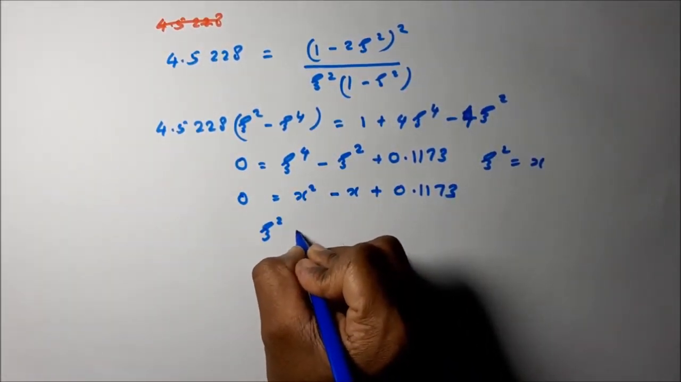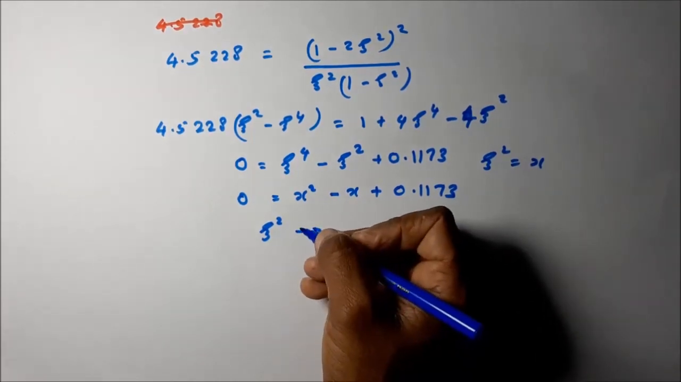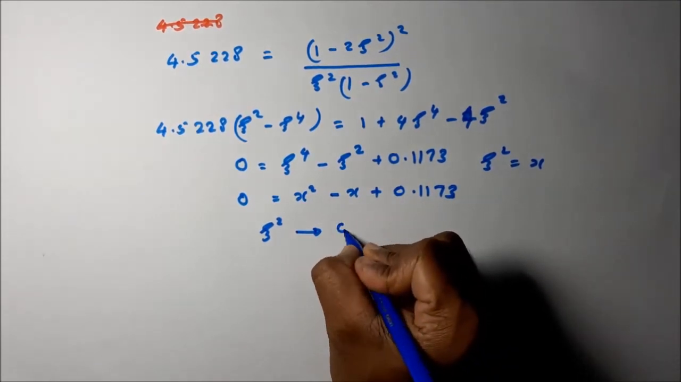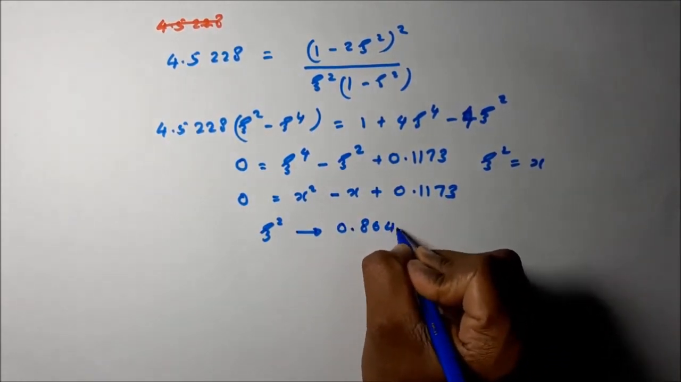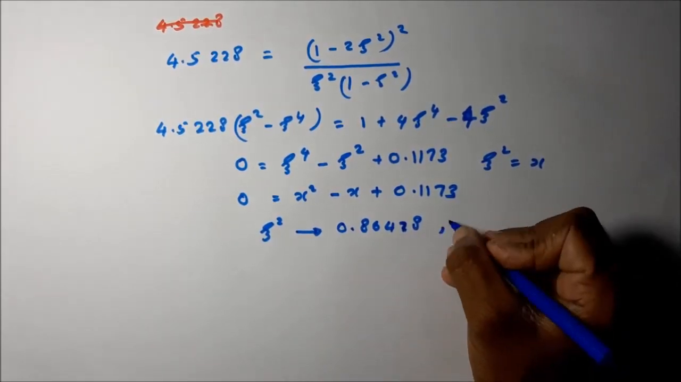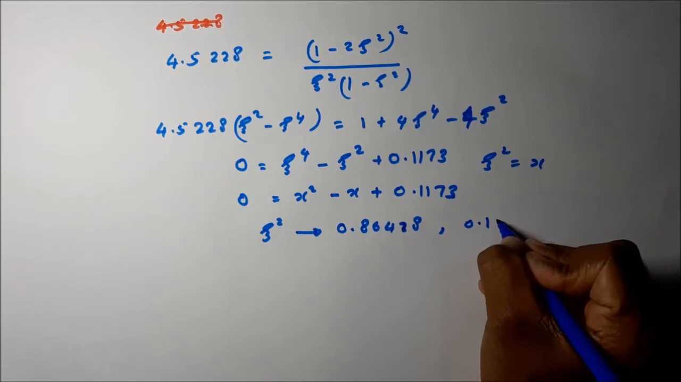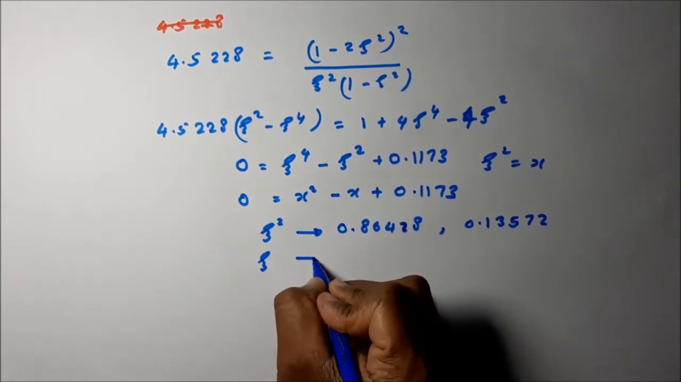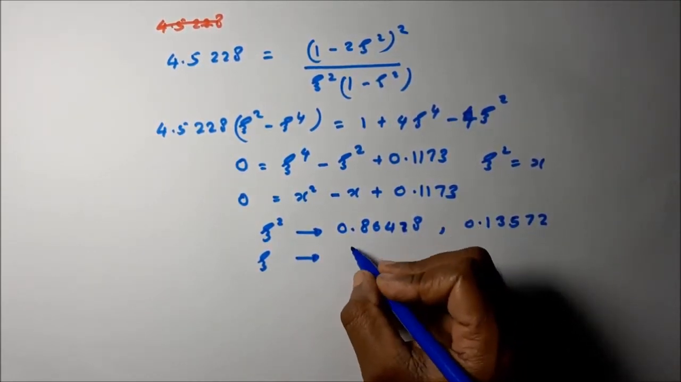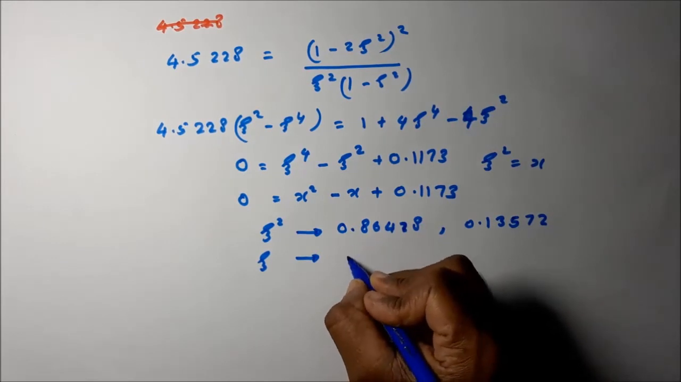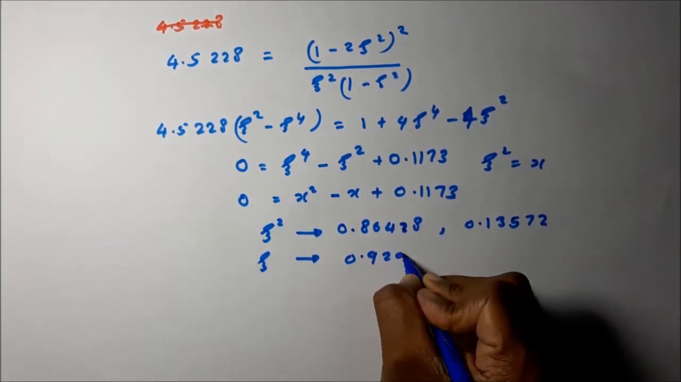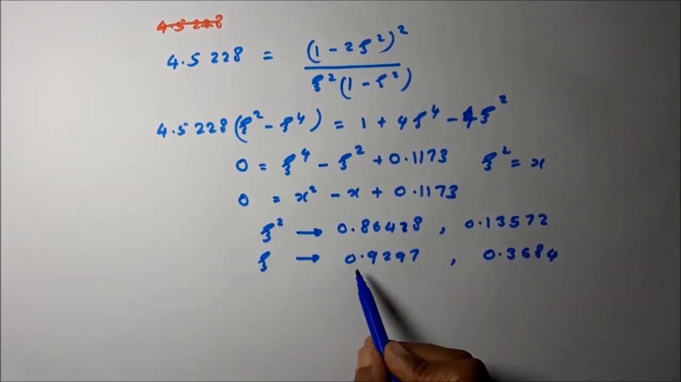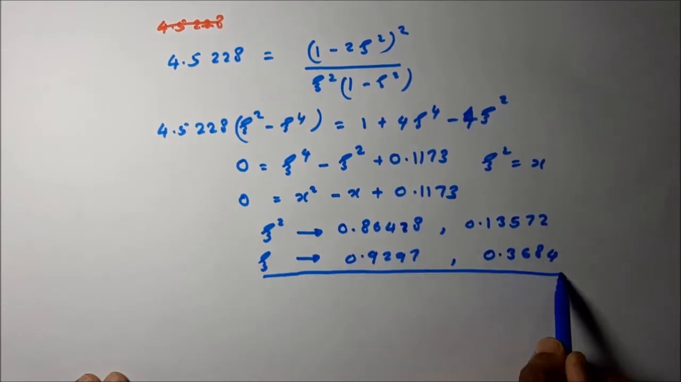For theta square we are getting 0.86428 and another value 0.13572. As the theta, by taking the square root of this value, we are getting 0.9297, this one, and 0.3684. You can see we are getting two solutions for the theta. Which one can we accept?